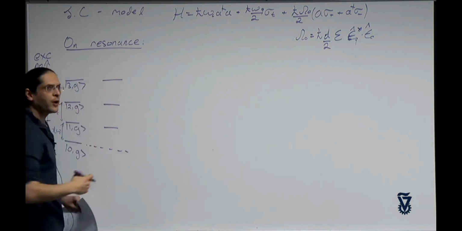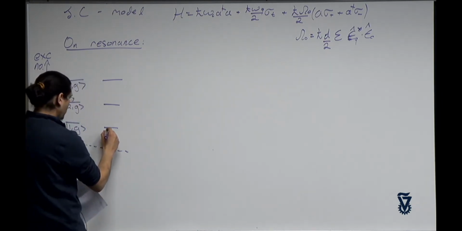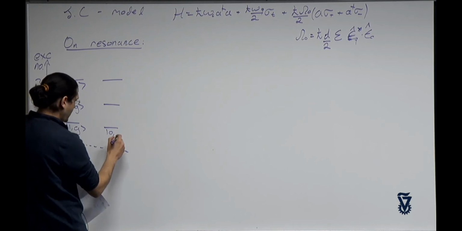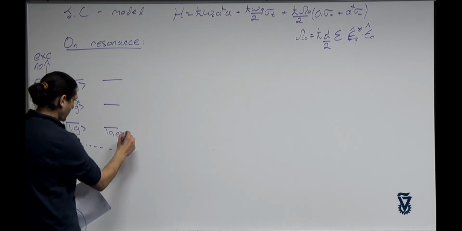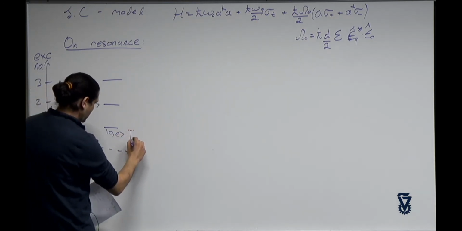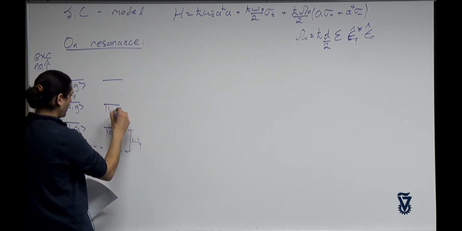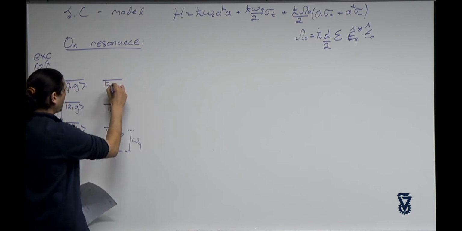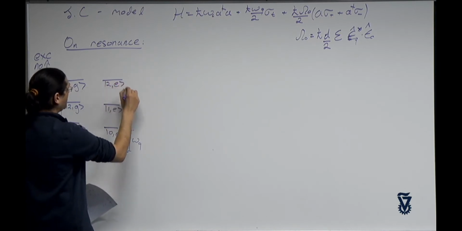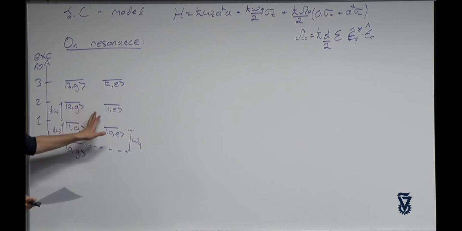Now, this ladder corresponds to the harmonic oscillator with the qubit in the excited state. So this is 0 photons in the cavity, but the qubit is in the excited state. So this is omega q, and then this is 1 photon in the cavity and the qubit in the excited state, 2 photons in the cavity, the qubit in the excited state, and so on. So this is the uncoupled system.